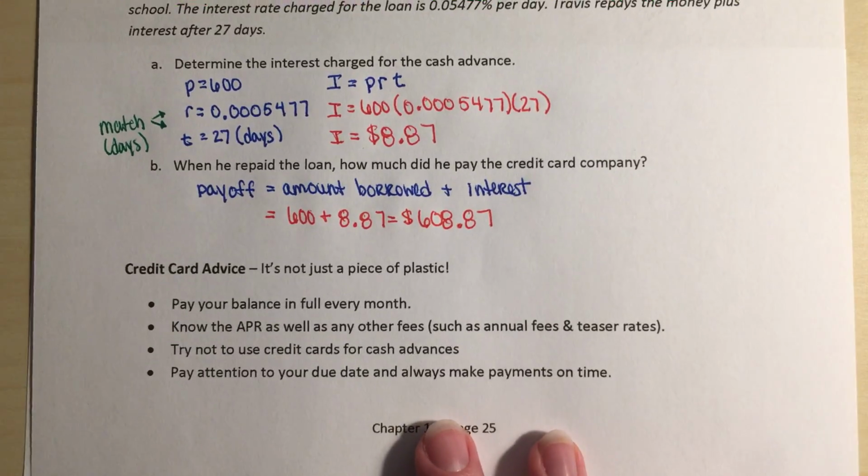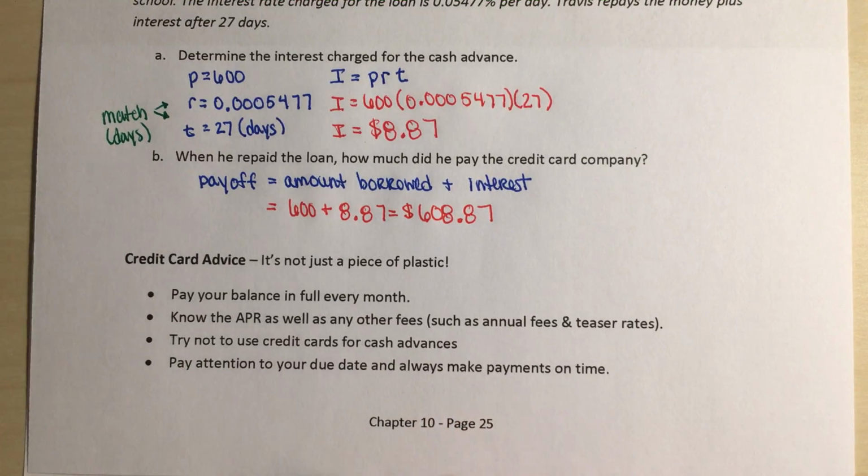All right, so when we're thinking about credit cards, just a few things to keep in mind. And remember, it's not just a piece of plastic. Right? These are powerful things that have a lot of financial responsibility attached to them. Pay attention to things such as interest rates, other fees, anything that could possibly be part of your charge, which is actually the second thing that's written there. Know your annual percentage rate as well as any other fees, such as annual fees, teaser rates. Sometimes when you sign up for a credit card, you start with a lower APR, and then after a few months or a year, it switches. So just be careful that you're paying attention to those.